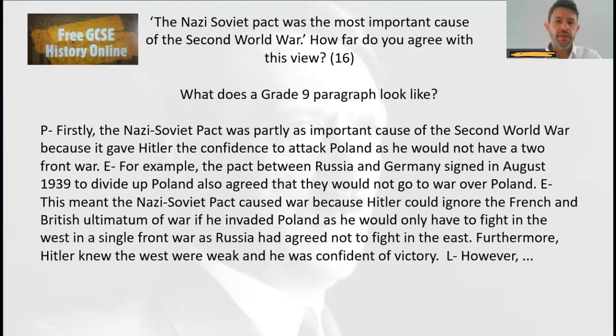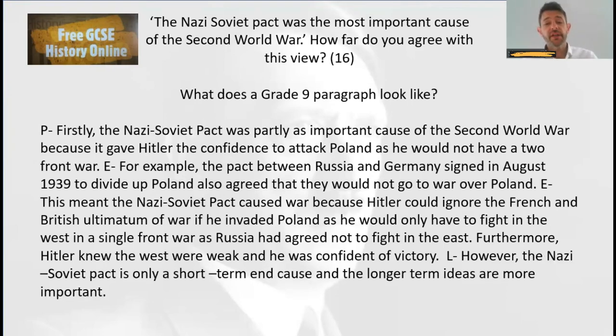Then finally, you could do a however. This isn't our most important cause. We think it's partly. So we maybe want a weakness about it. So you could think of a weakness now, if you like. And I've gone for, however, the Nazi-Soviet Pact is only a short-term cause of the story of events, and the longer-term ideas are more important in causing the rise of Hitler and causing his foreign policy.